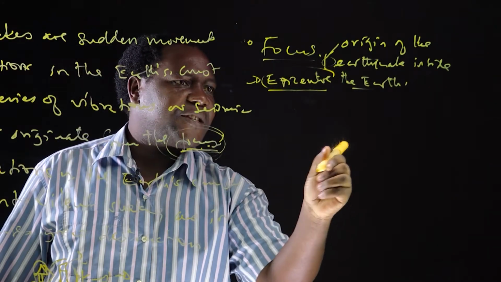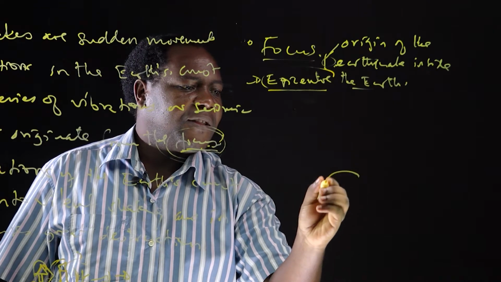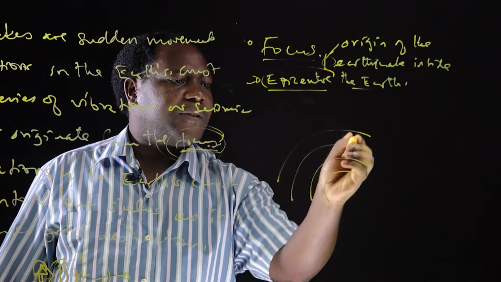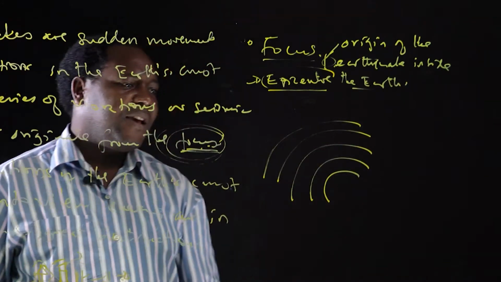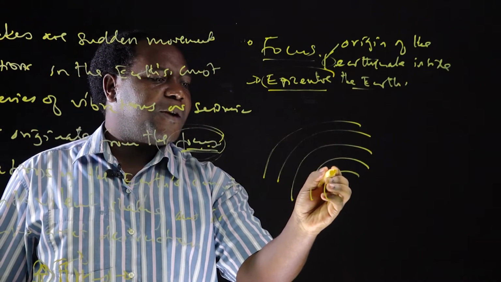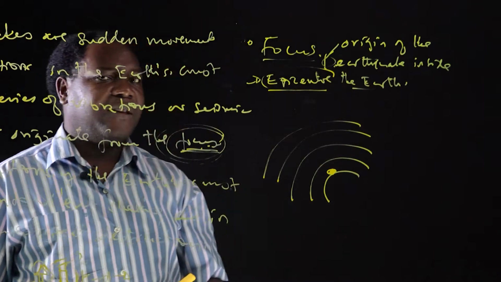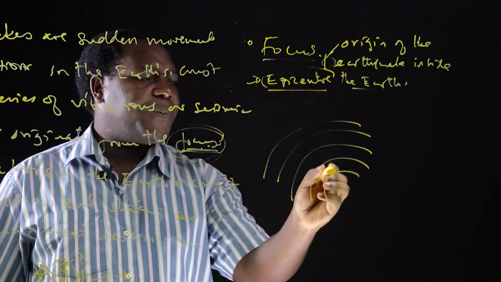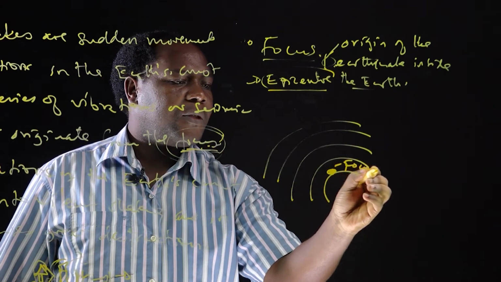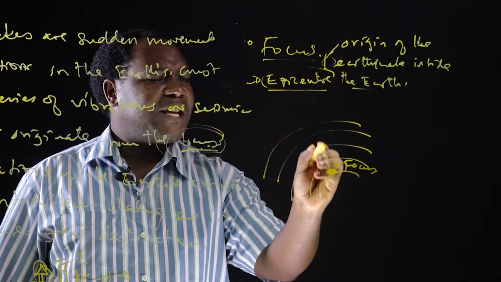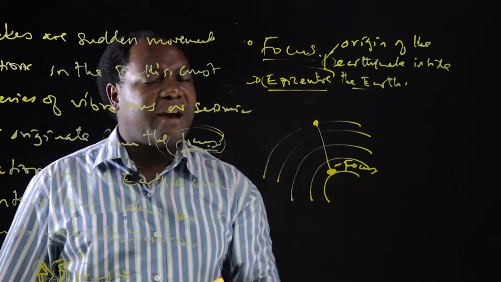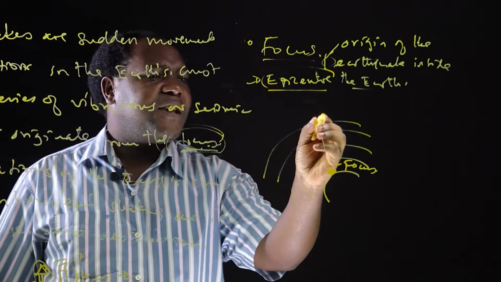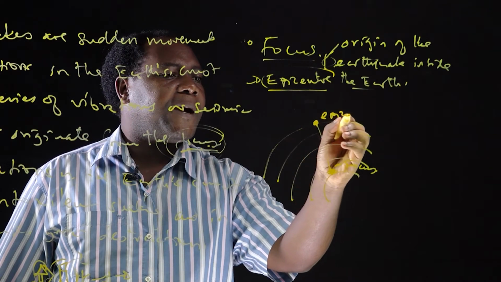Now here, let's assume that we have, this is inside the Earth's surface. This is inside the Earth's surface. And now here, this is the point where the seismic waves, the shock, originate from. Now this becomes the focus. The focus. Now, the point above the focus on the Earth's surface, where the shock starts to hit the surface, this is what is called the epicenter.